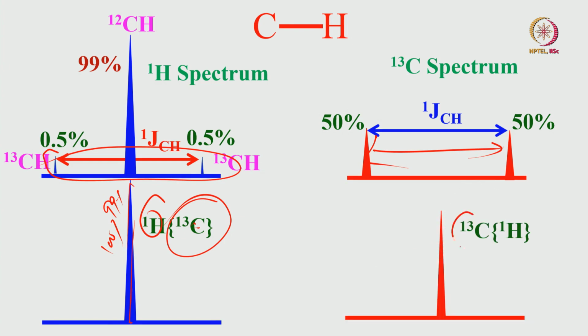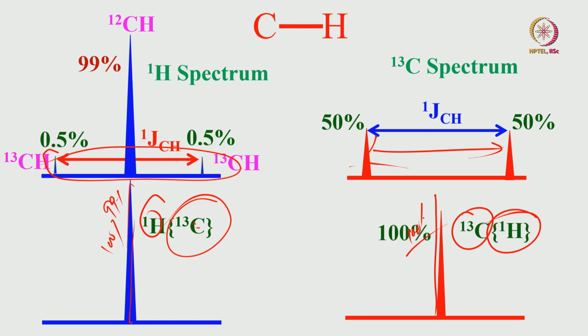What about carbon detection? Here I am detecting carbon-13 and I do proton decoupling. So these two doublet peaks will collapse into a singlet. The 50-50% intensity goes, and this becomes 100% intensity for one peak. This is what we can do. We can detect proton and do carbon-13 decoupling. I can detect carbon-13 and do proton decoupling. Both experiments are possible.